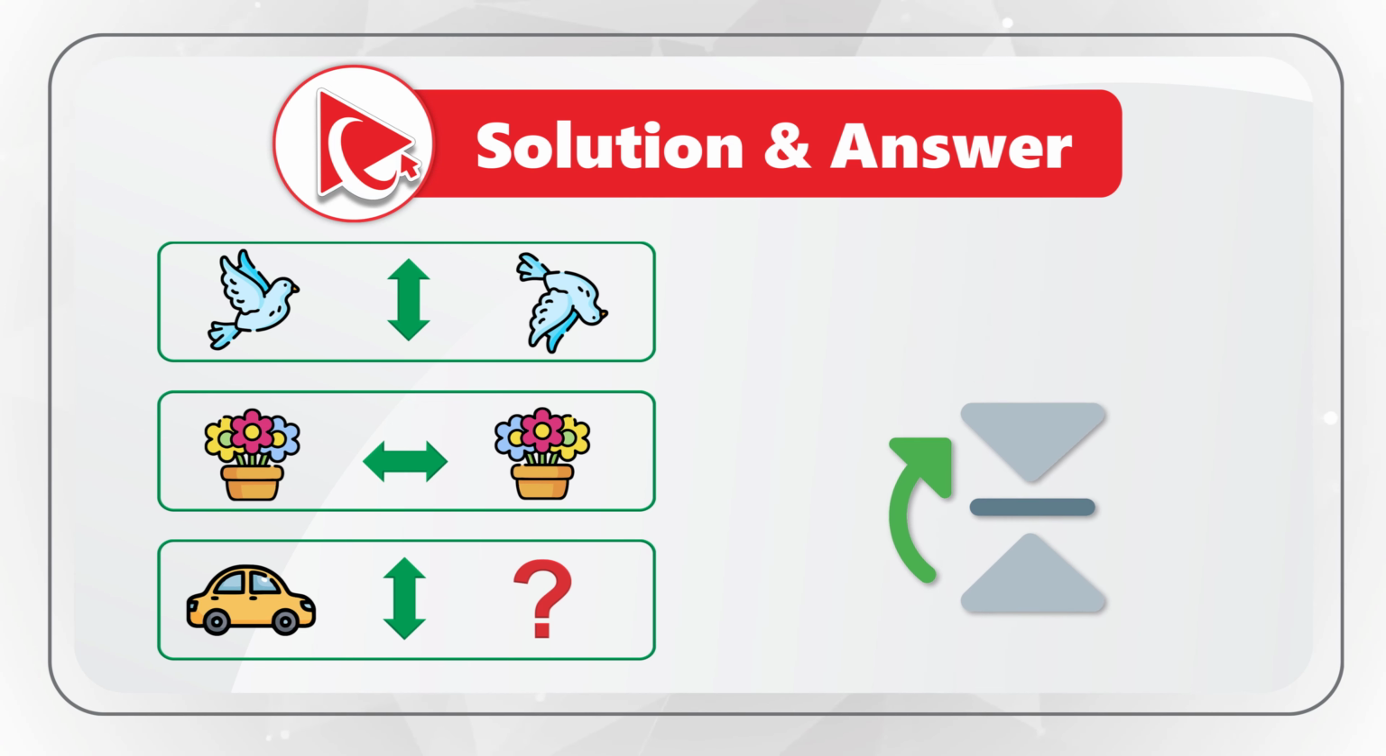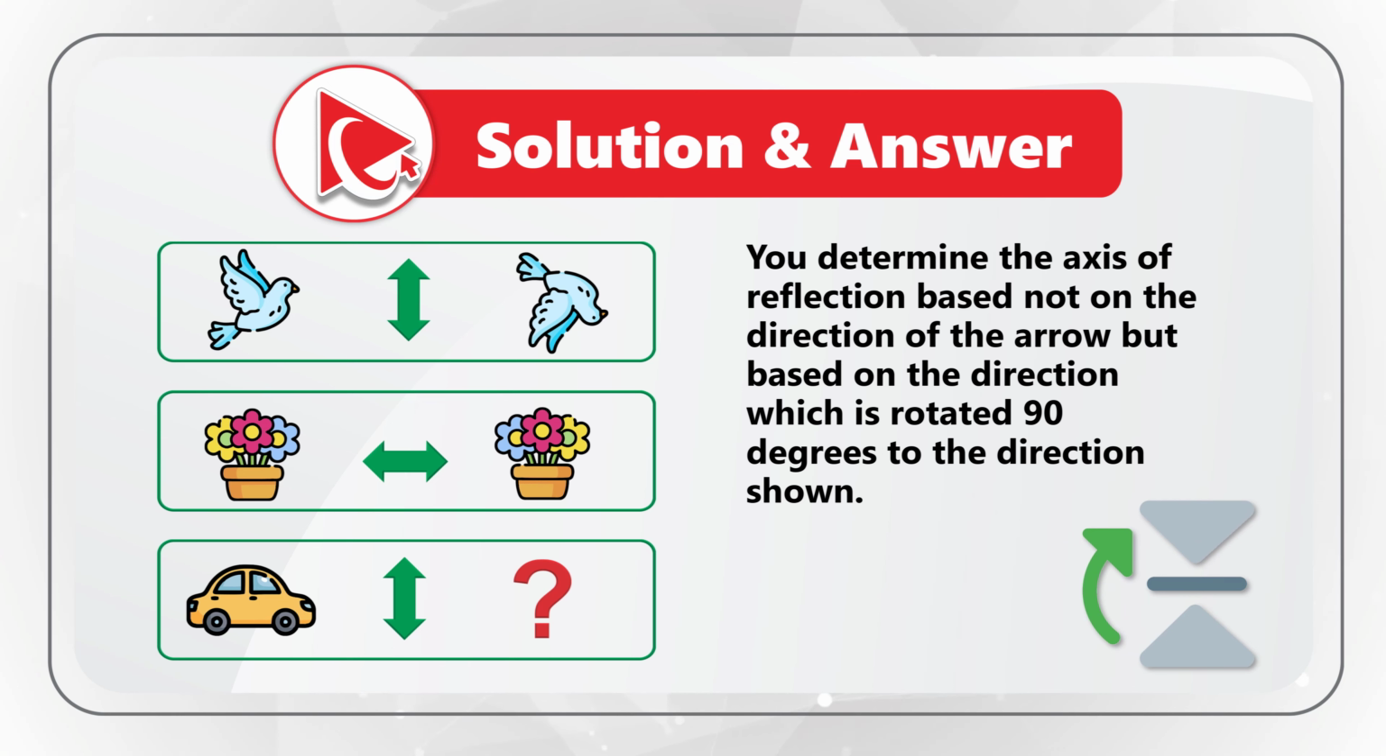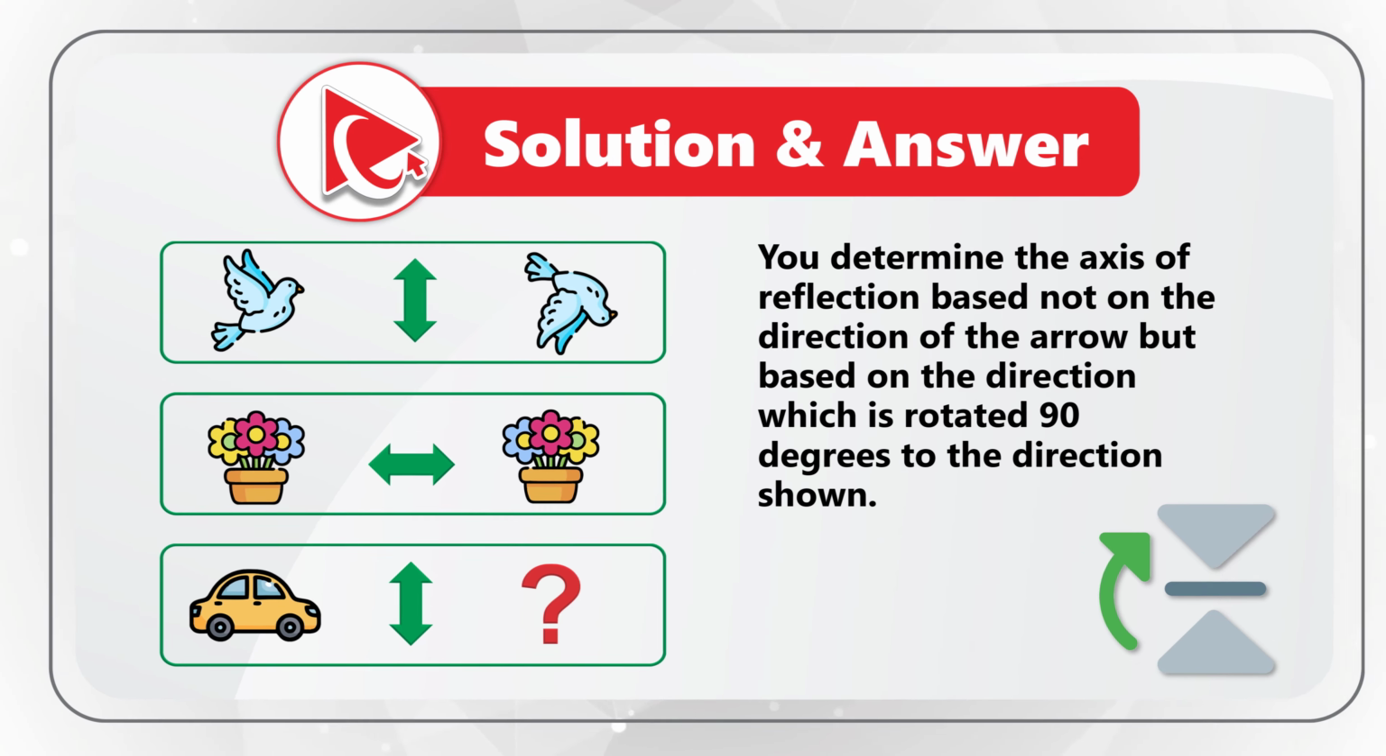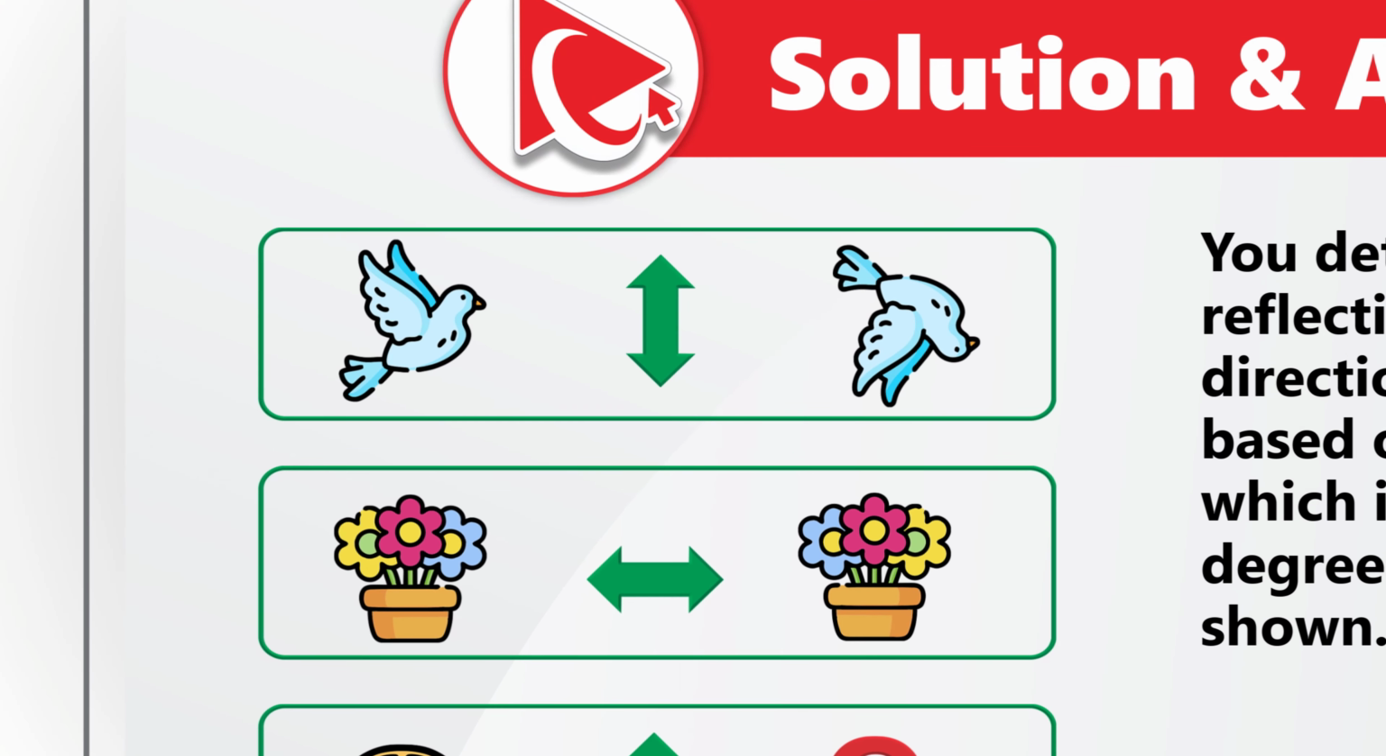You determine the axis of reflection based not on the direction of the arrow, but based on the direction which is rotated 90 degrees to the direction actually shown. Let's look at the actual example. Because the direction of the first arrow in the first row goes from top to bottom, the pigeon actually is reflected horizontally, not vertically.